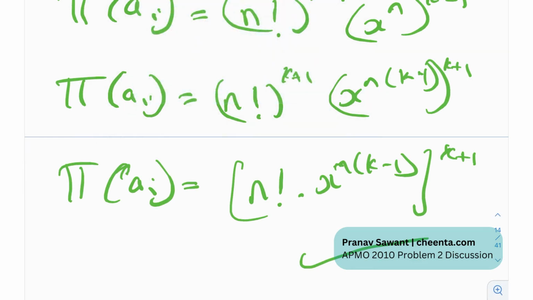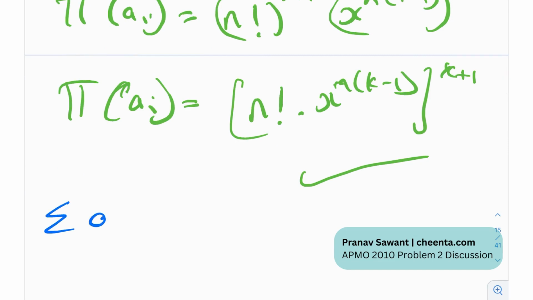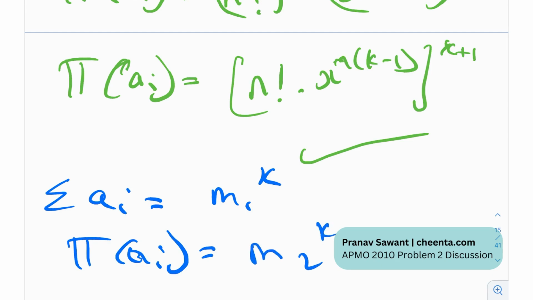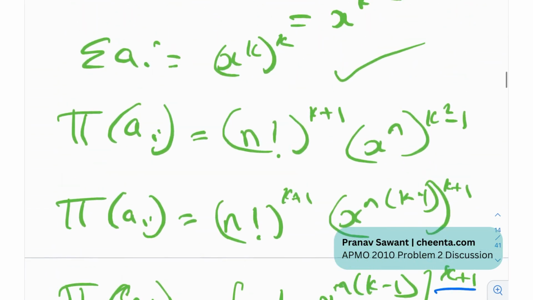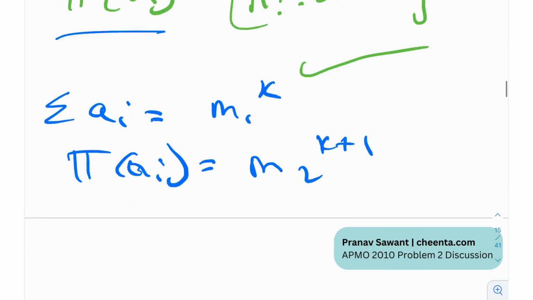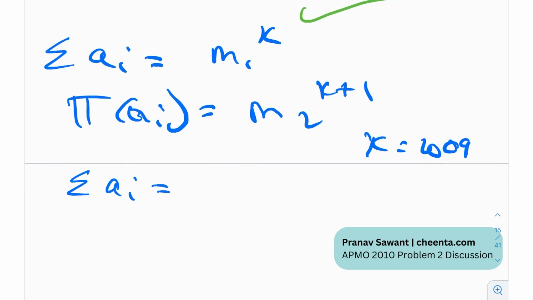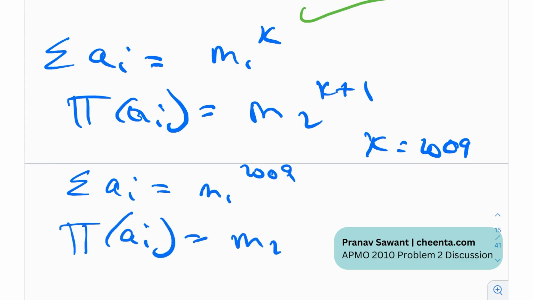So we've proved what we had to prove. We had to prove that sigma ai is a perfect kth power, and the product of ai is a perfect (k plus 1)th power. This is a perfect (k plus 1)th power, and the summation is a perfect kth power. So essentially this is what we had to prove. And if you plug in k equal to 2009, you get the solution to the problem. So we've proved that sigma ai is equal to m1 raised to the power 2009, and pi of ai is m2 raised to the power 2010. And that wraps up the solution.